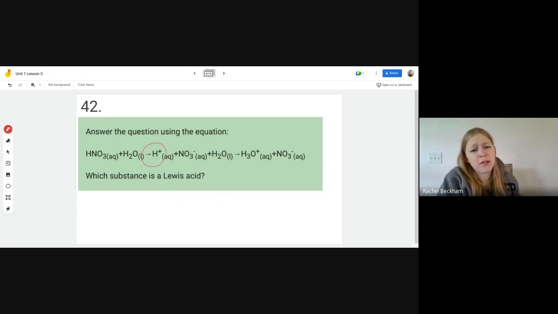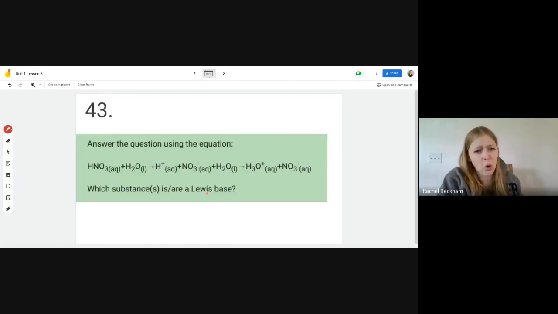It's the H plus, because it is something that accepts a pair of electrons. It's going to be something with a positive charge. The Lewis acid will be something with a positive charge because it's something that accepts a pair of electrons. Which substances, and this is a multiple choice thing, you can choose multiple, are a Lewis base?